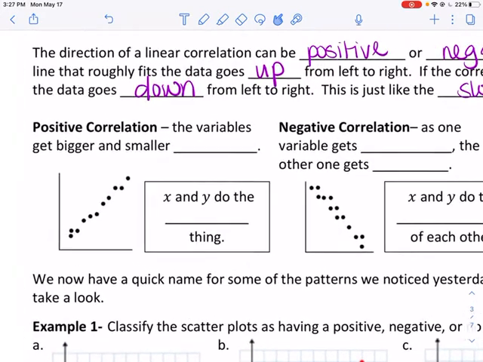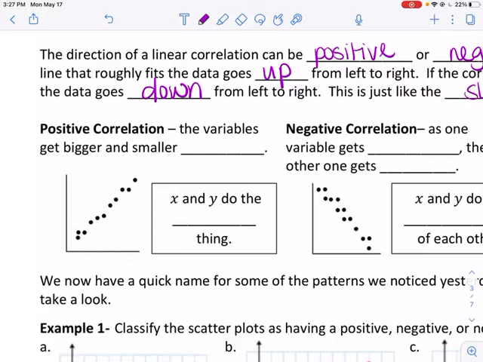This graph is a positive correlation. The graph goes up, well, the data go up as you read from left to right. So it has a positive slope. Positive correlation means the line has a positive slope and it goes up as you read from left to right. The variables get bigger and smaller together. So as x goes up, y goes up. As x goes down, y goes down, and x and y do the same thing.